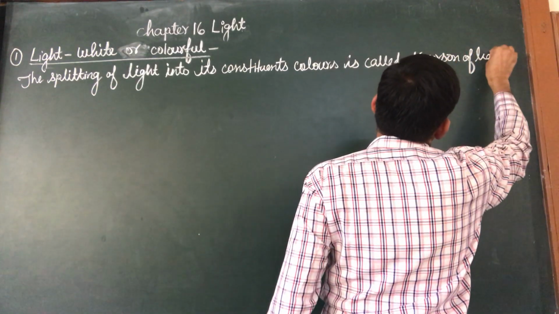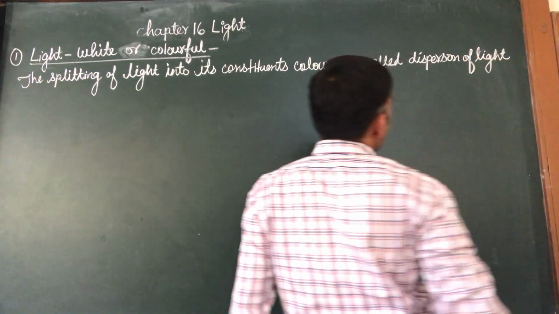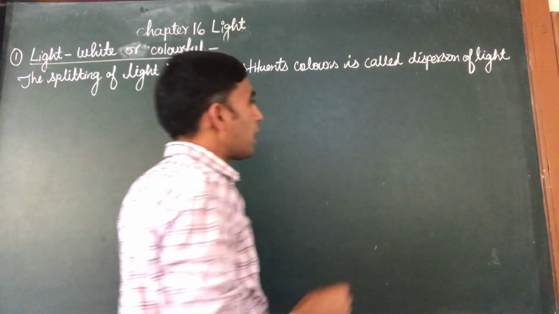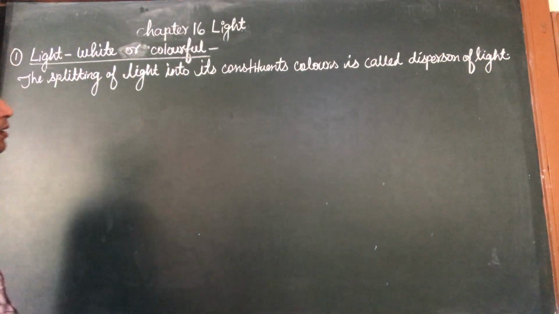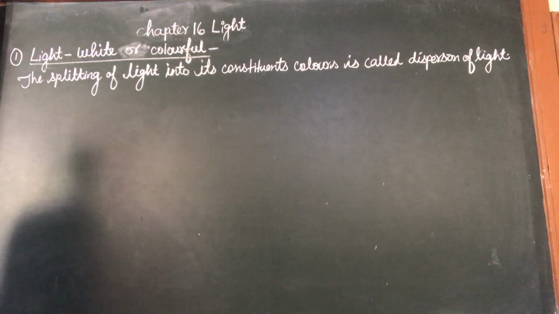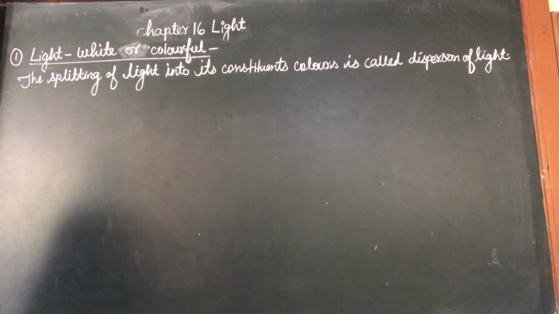And the rainbow, as you see, is due to refraction, dispersion and internal reflection of light. So light is made up of 7 colors. You will study in detail in higher classes some more features of light.